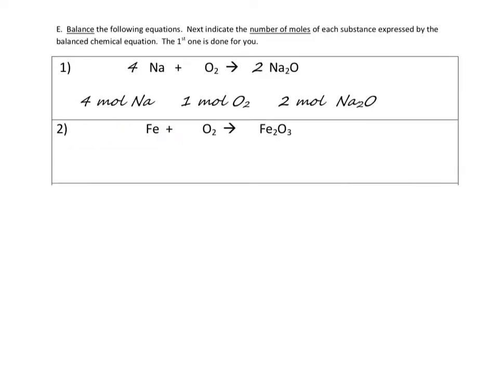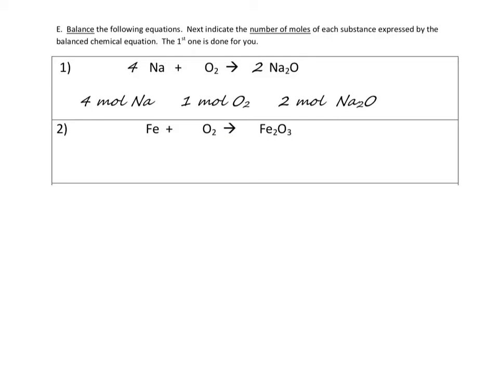From a balanced chemical formula, we can state the number of moles of each substance within that equation using those coefficients. The absence of a coefficient implies 1 mole. The first one is done for you. The balanced chemical formula of 4Na plus O2, meaning 1 O2, will yield 2 Na2Os. Those coefficients are the number of moles. 4 moles of sodium reacts with 1 mole of oxygen to yield 2 moles of sodium oxide.